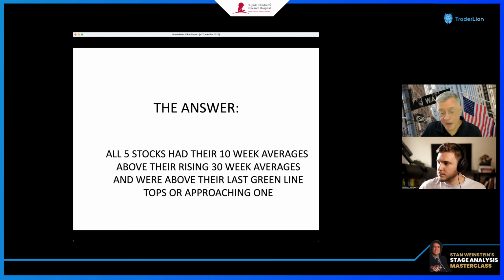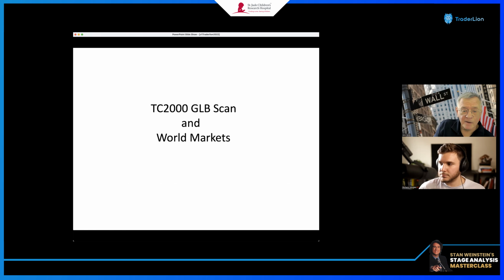All right? So my answer, looking at this: all 5 stocks had their 10-week averages above their rising 30-week averages and were above their last green line tops or approaching one. By the way, in his first book, Mark spends a good part of one of the chapters going over stage analysis. So this is not surprising. You might not hear him talk about it as much, but he's buying stocks in a stage 2, the 10 is above the 30, and he's buying really strong companies that are reaching all-time highs. Okay, so boy, I've raced through and I actually got through this.